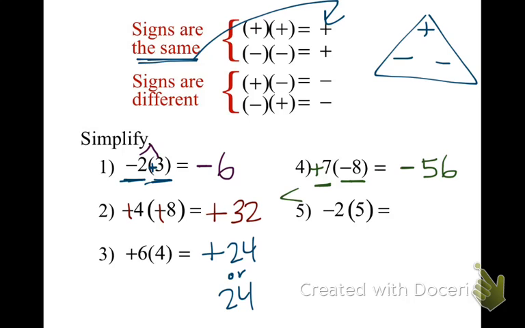Now, on your own, go ahead and try number 5. What is the answer going to be? Well, with number 5, once again, we have different signs. I have a negative 2 and technically a positive 5. What's a negative times a positive? It's going to be a negative. So I end up with a negative answer. And then what's 2 times 5? We should know 2 times 5. 2 times 5 is 10. So negative 10 is going to be our answer.